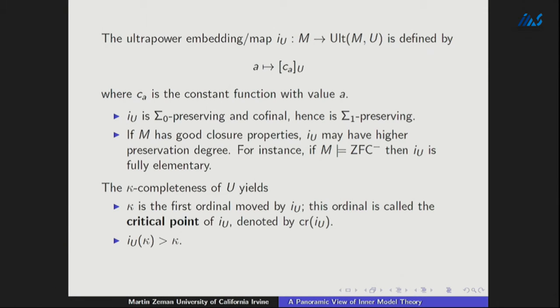But before doing that, let's say a little bit more about these maps. The Łoś theorem holds for Sigma 0 formulas, and therefore it's easy to check using this that the ultrapower map is Sigma 0 preserving. The map is also cofinal: if I take the pointwise image and take the union, I get the entire range. And if I know that such a map is Sigma 0 preserving, it is actually Sigma 1 preserving, so it's a little bit better. For example, if M is a model of ZFC without the power set axiom, then the usual proof of elementarity goes through.